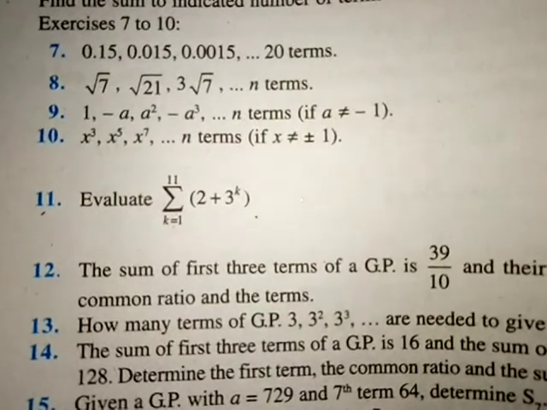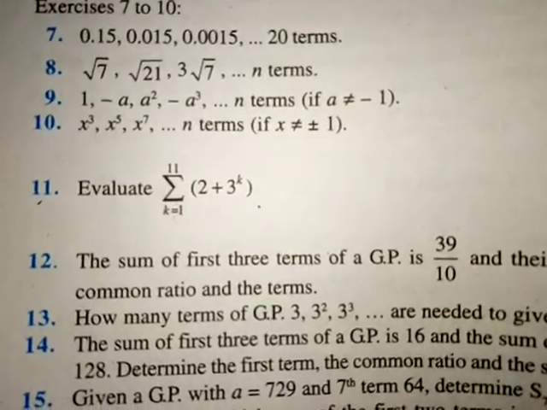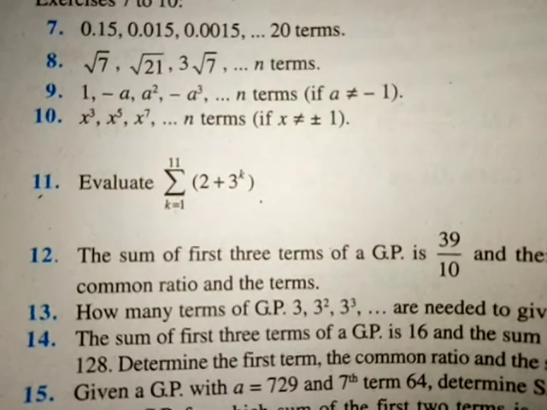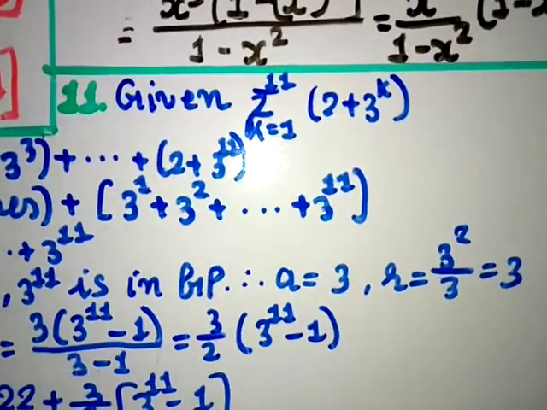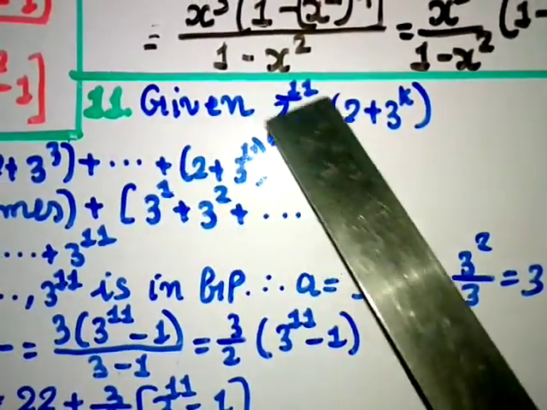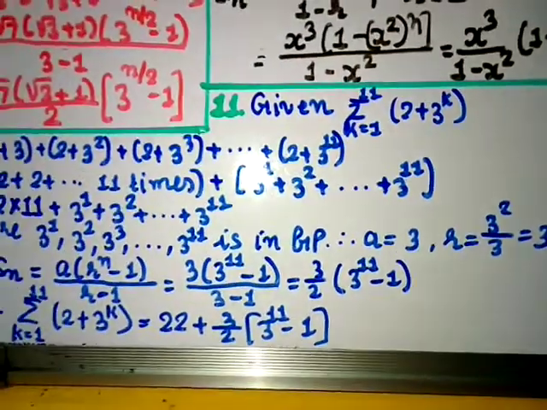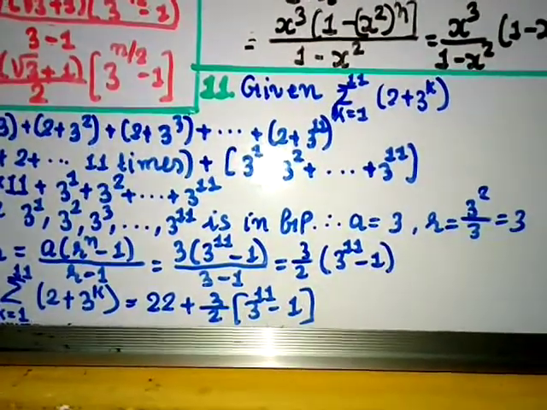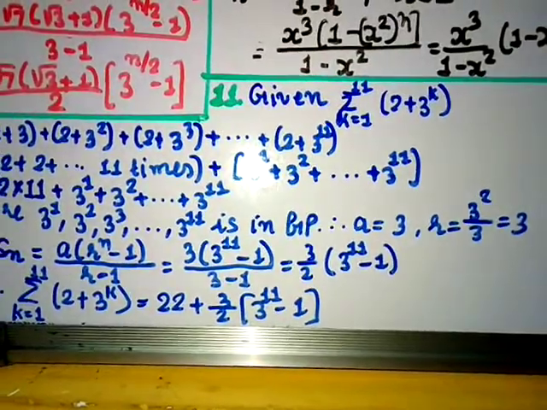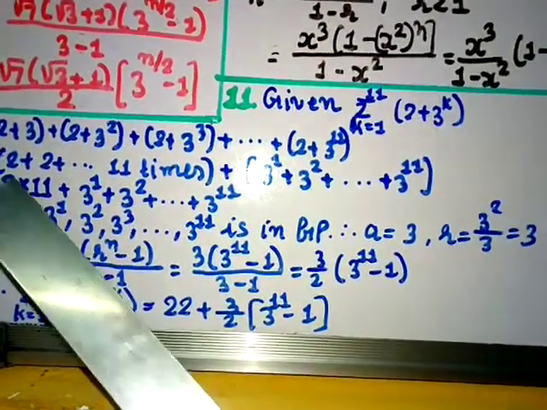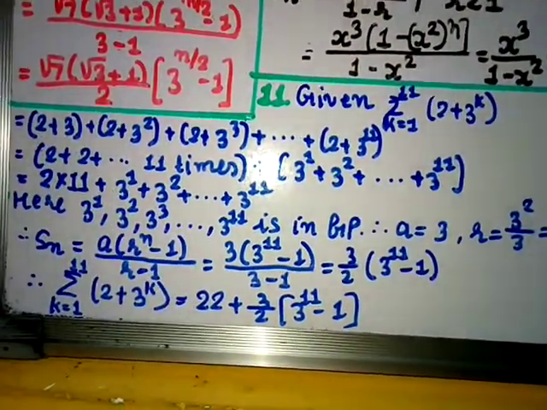Question number 11. Evaluate sigma k equal to 1 to 11, 2 plus 3 power k. Here we are given sigma k equal to 1 to 11, 2 plus 3 power k. Okay. Now if we remove the sigma, we can write the summation by taking the value of k starting from 1. So if you put 1 here, you get 2 plus 3 power 1, that is 2 plus 3.